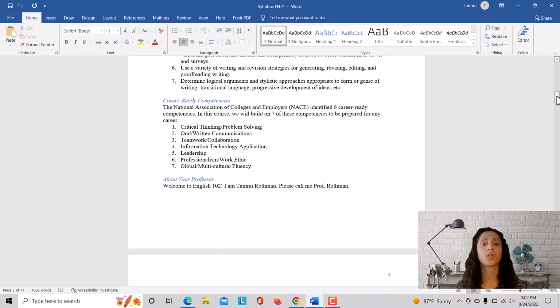Next, we have the career-ready competencies that the course will help us to build or expand on. The National Association of Colleges and Employers, the NACE, identified 8 career-ready competencies. So even though we have vastly different academic goals and careers in mind, this course will help us build on 7 of these competencies to be prepared for any career.